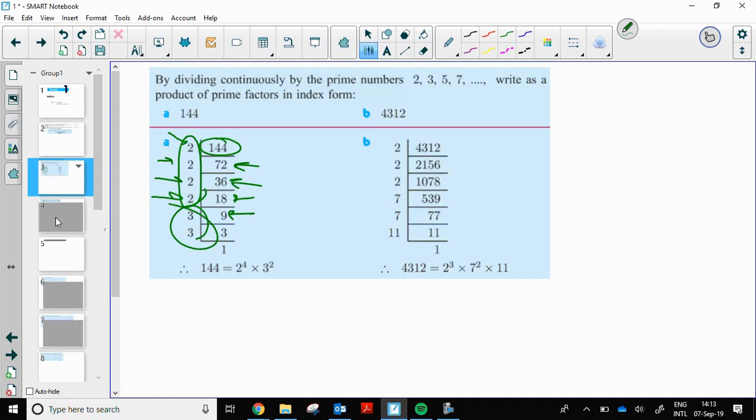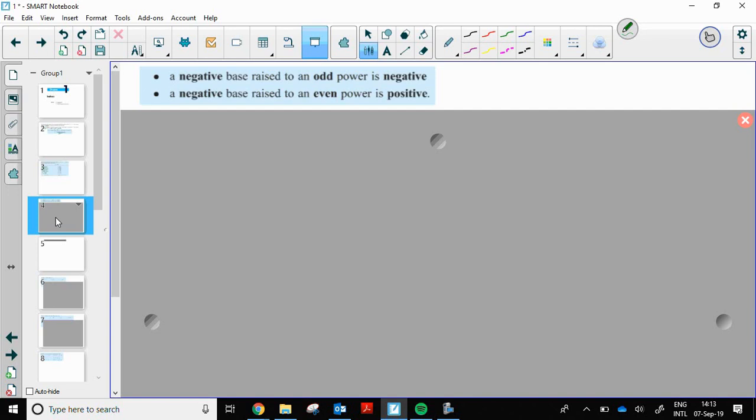So let's jump into some exponent rules here. First, I just want to point out that if we have a negative base and we raise it to an odd power, the answer is always going to be negative. A negative base raised to an even power is always going to be positive. So when we square a negative number, it becomes a positive.